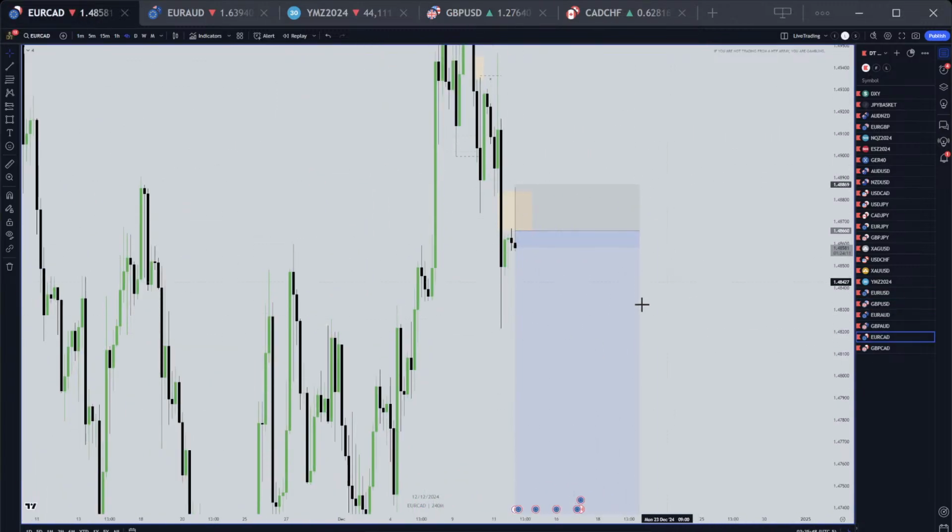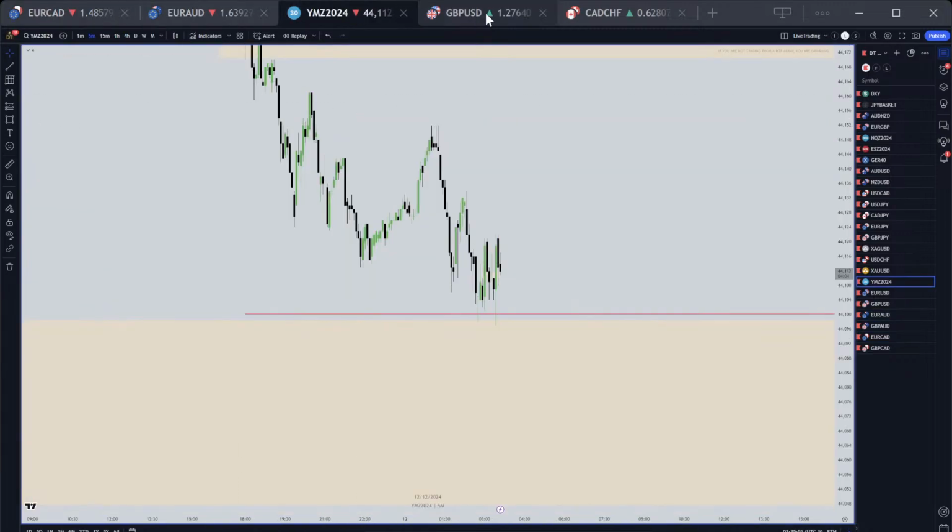A EURCAD, I would recommend considering. No financial advice, but it could be a nice setup. Could be, could be. You never know. You can lose all your money.